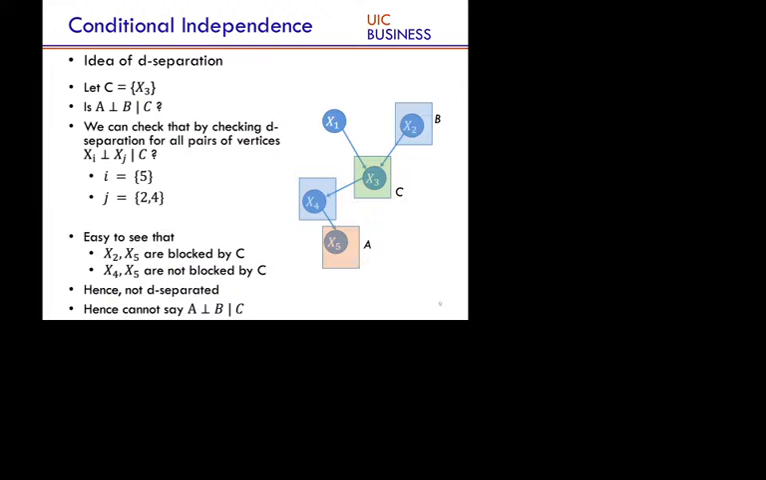So it's easy to see that first of all x2 paired with x5, 2 and 5, are blocked. The path between those two nodes is blocked by C, right? It's basically a head-to-tail structure through a single path that exists between those two nodes, and so that's fine. Now we look at the next pair of vertices, which is x4 and x5, and x4 and x5 are not blocked by C. So in aggregate, from these two, you can conclude that they are not d-separated, and so you cannot say that those two sets of random variables are conditionally independent given C. From the graph, you cannot infer whether they are conditionally independent or not. Okay, is this clear?